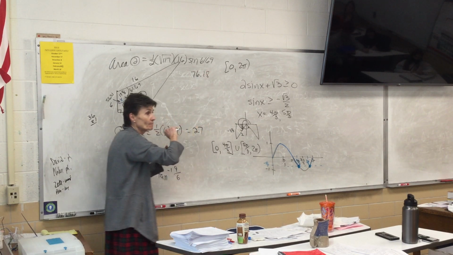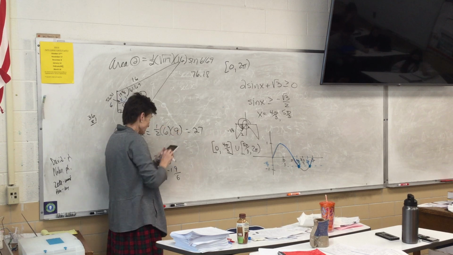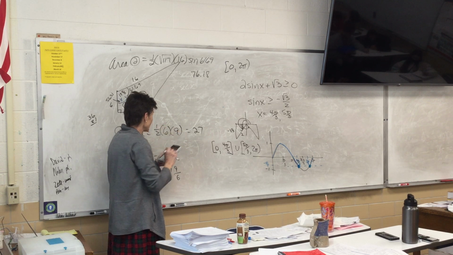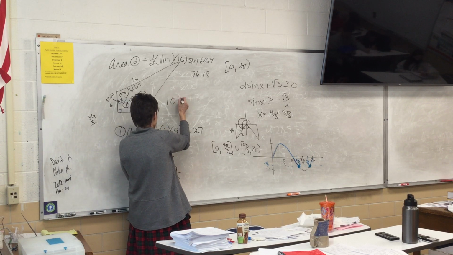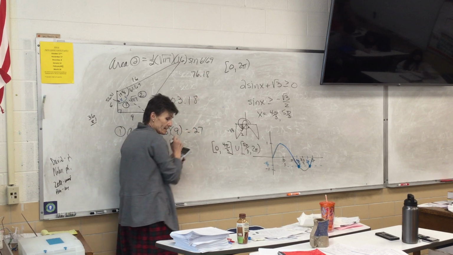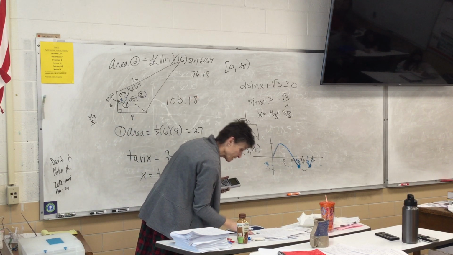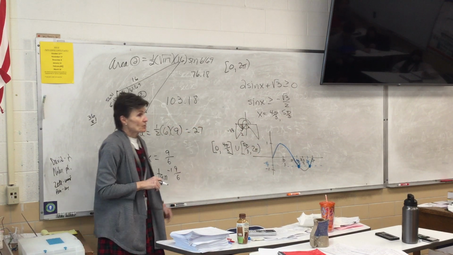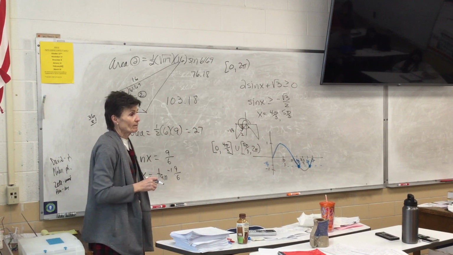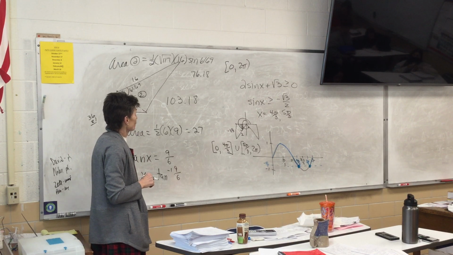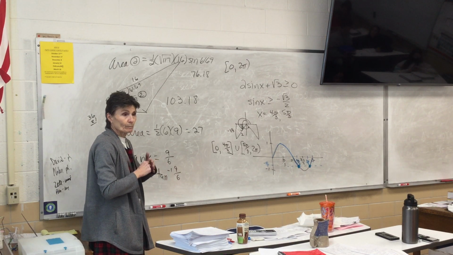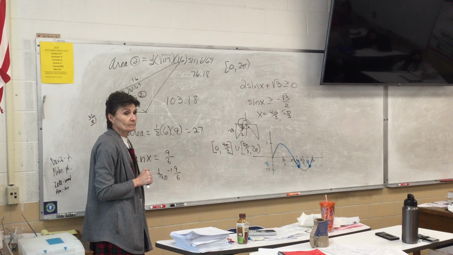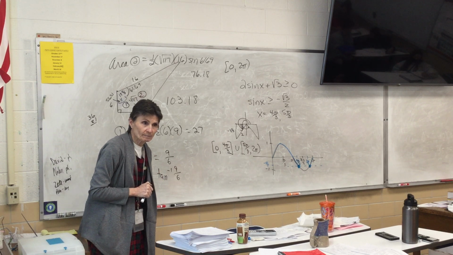Is that right? Yeah. So then I'll add that to my 27, and the total area is 103.18. And you want to put a unit on that if there is one, there isn't. So if it were inches, it'd be square inches, square miles, whatever it was. Okay?